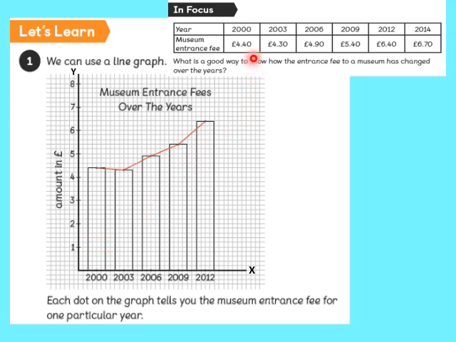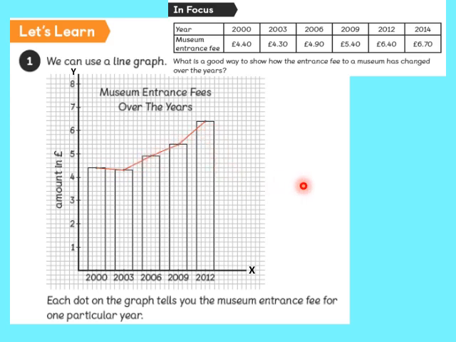So if I need to record that in 2000 the museum entrance fee was £4.40, I would come to 2000 and I would go straight up the line. That would take me to £4, and then I need to go up 20 pence, £4.20, and then £4.40 would put me here. If I look for 2003, I could see that I would go up to £4, £4.20, and then a tiny bit more would be £4.30. And then the dots have been joined up with a line.